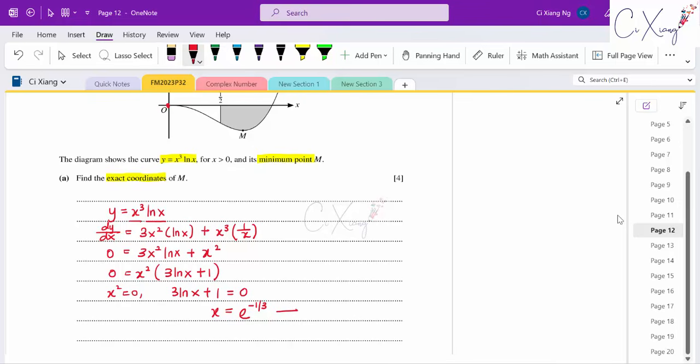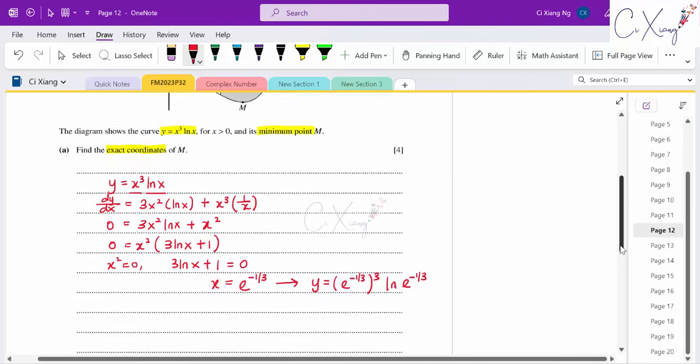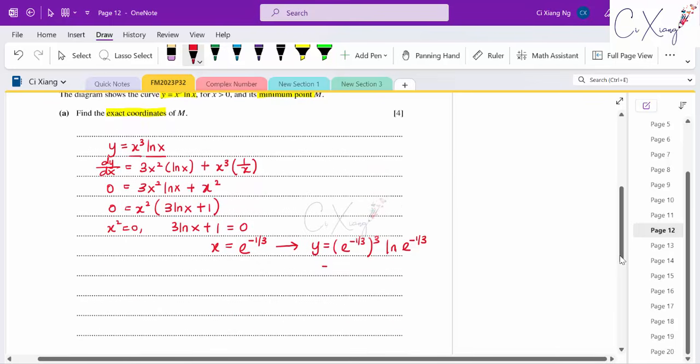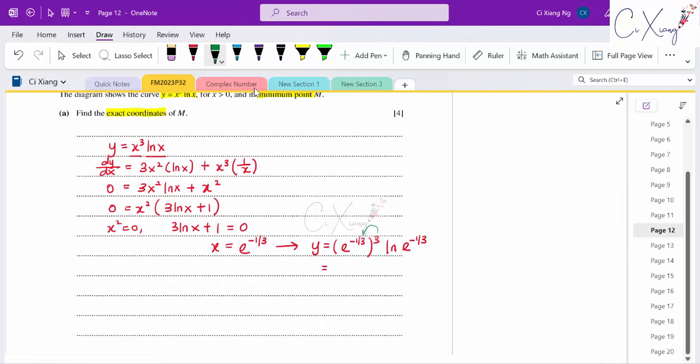Now we need to find the y coordinate for the m. What I need to do is substitute it into the equation. So e power negative 1 over 3, all power 3, right? So x power 3, and I'm having ln x, where x is e power negative 1 over 3. For the power outside another power, we have to simplify by multiplying them. So multiplying, I'm having e power negative 1.